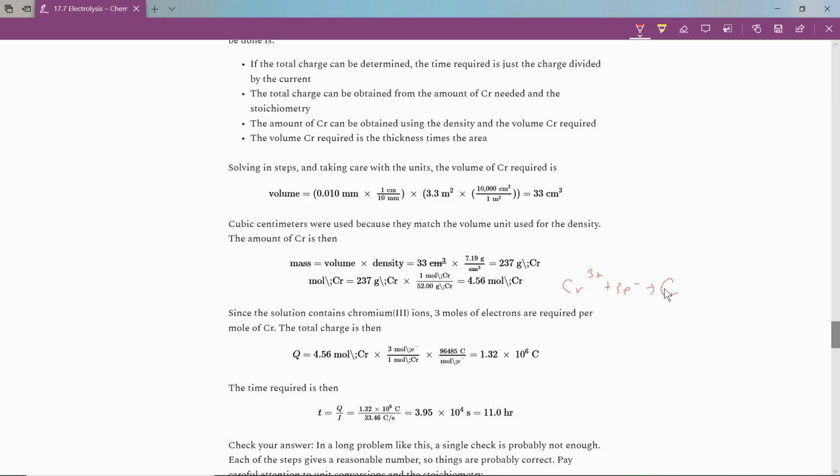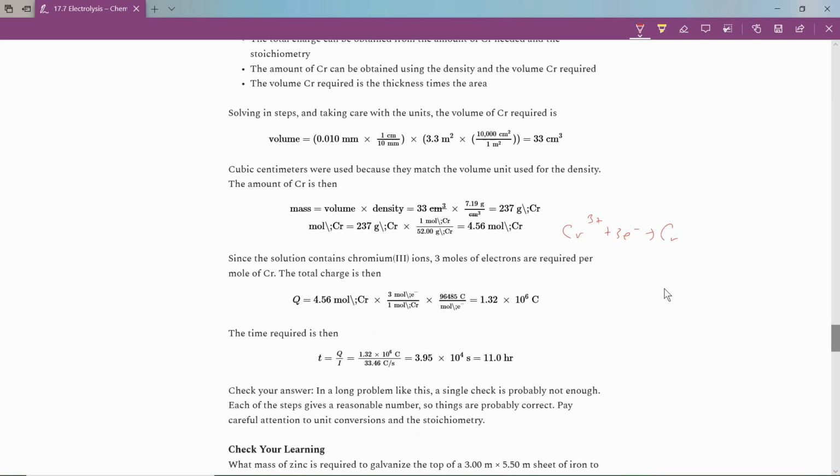And I have a hunch here they're talking about a chromium bumper on a car. They don't say, do they? They just say a part, but that's what I'm guessing.